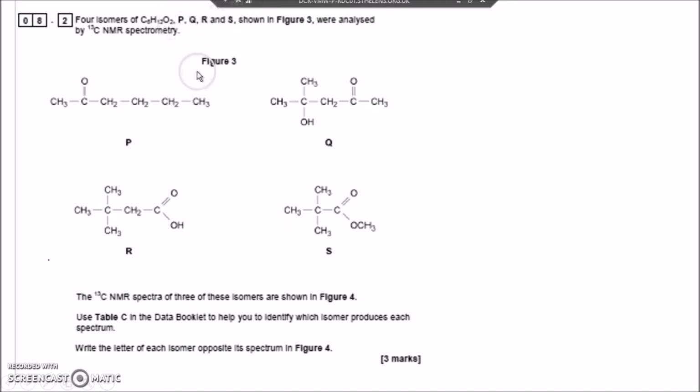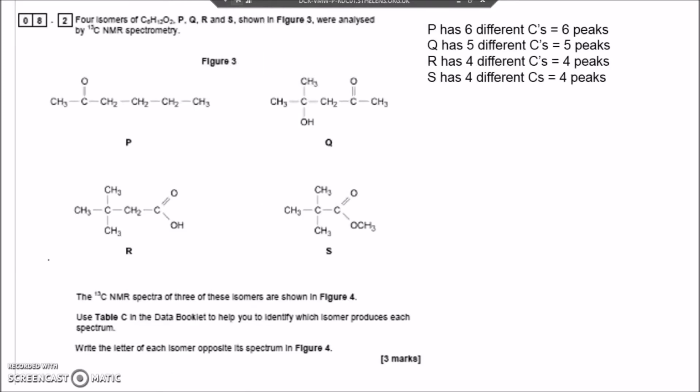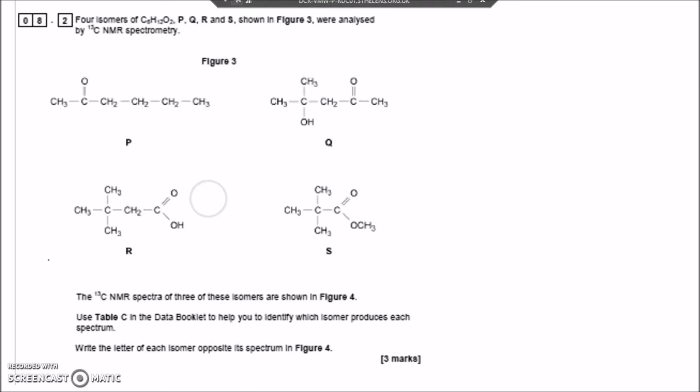4 isomers, P, Q, R and S. The carbon-13 spectra are shown on the next page. The first one has 4 peaks, the second one has 4 peaks, and the bottom one has 5 peaks. So let's have a look how many peaks they produce, how many different carbons there are.